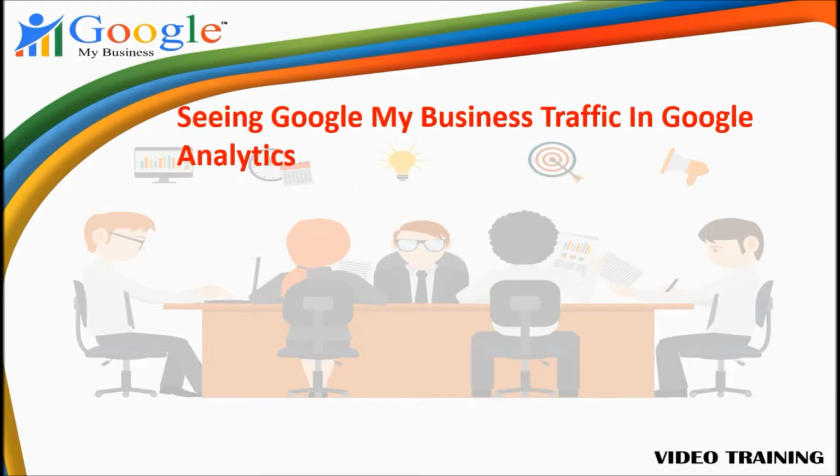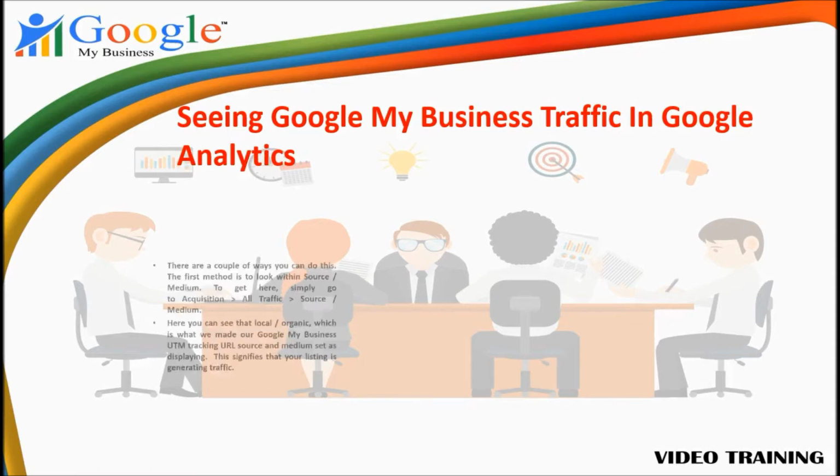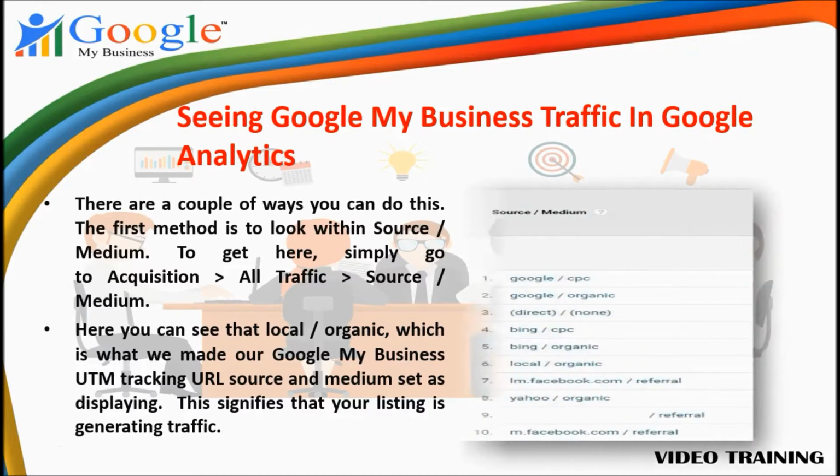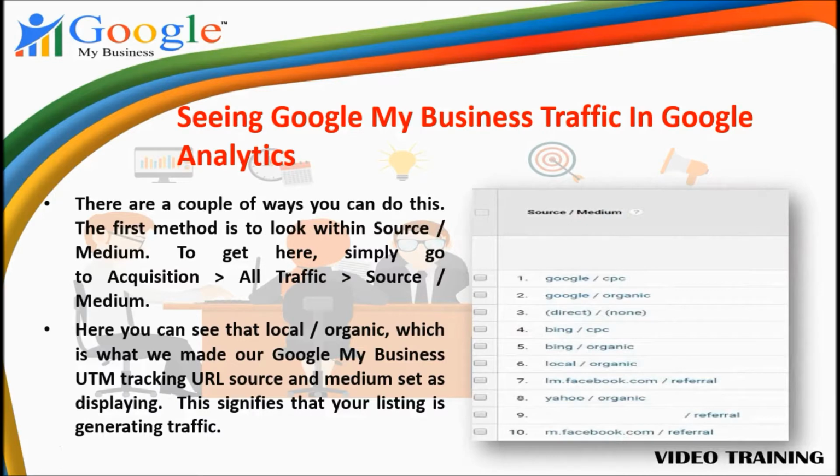Seeing Google My Business traffic in Google Analytics. There are a couple of ways you can do this. The first method is to look within Source and Medium. To get here, simply go to Acquisition, All Traffic, Source/Medium. Here you can see that local and organic, which is what we made our Google My Business UTM Tracking URL source and medium set as, displaying. This signifies that your listing is generating traffic.